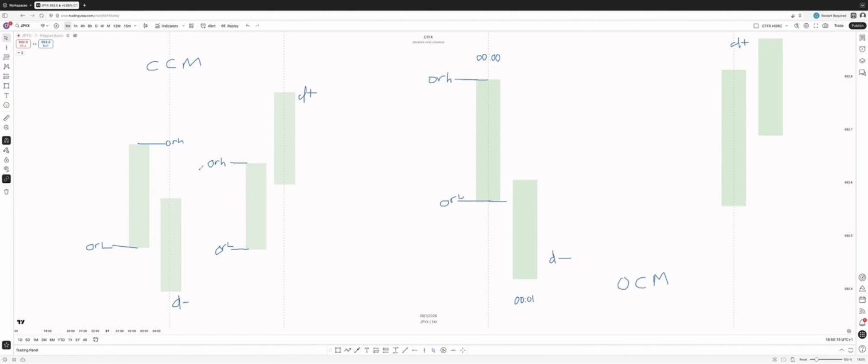I want us to go to the chart and see them for ourselves, and after that, I will tell you which one is best to use, and also tell you which one I particularly use myself. So let's dive into it.